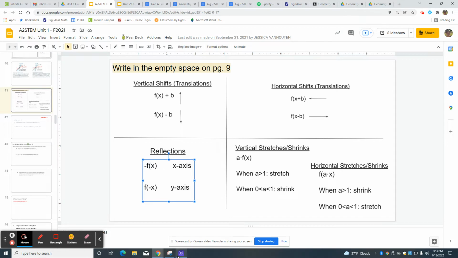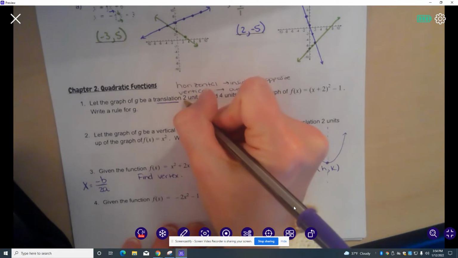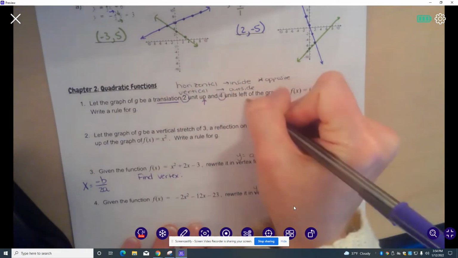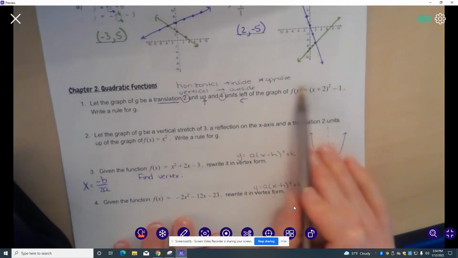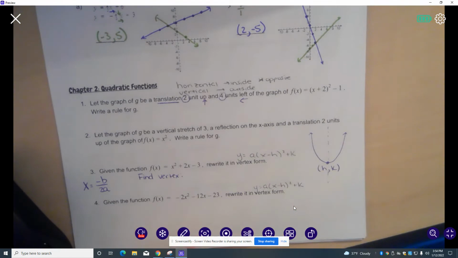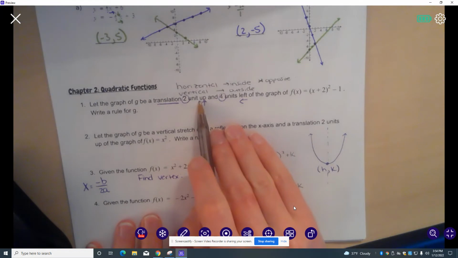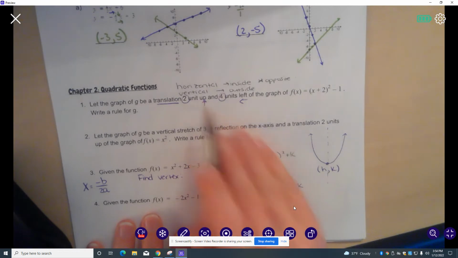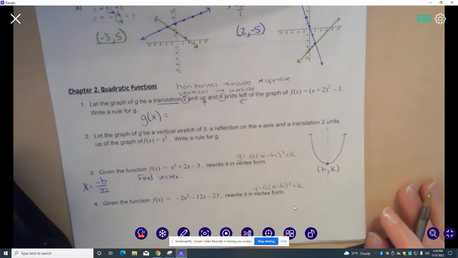So let's apply this to 1 and 2 in our final exam review. In number 1, it says let the graph of g be a translation, so a shift, 2 units up and 4 units left. Okay? And that's the only thing that's happening. And they give us the original function f of x, and we need to write the new function g. So I know that if I shift up, I'm going to be adding 2 onto the outside of my function.